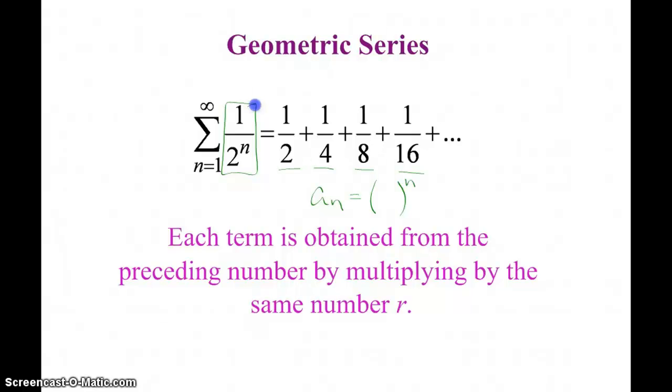We'll see the formal form for a geometric series in a bit, but it's going to be some real number value raised to an exponent. It's going to look like an exponential function if it were in terms of x instead of in terms of n. And each one of these terms has something we call the common ratio. It's denoted by lowercase r. So each term is obtained from the preceding term by multiplying by the same number r. And that's what a geometric series looks like.